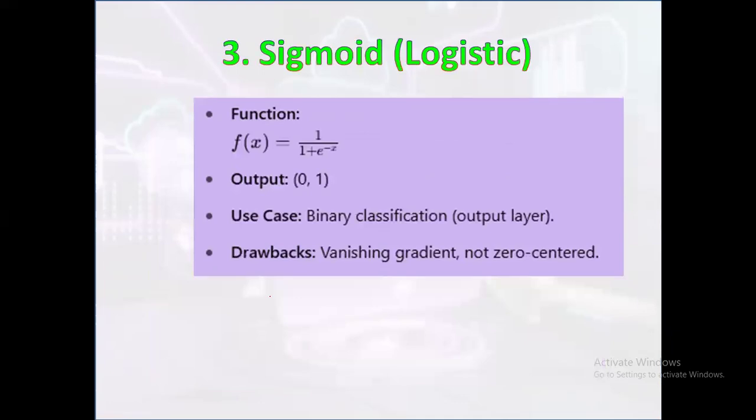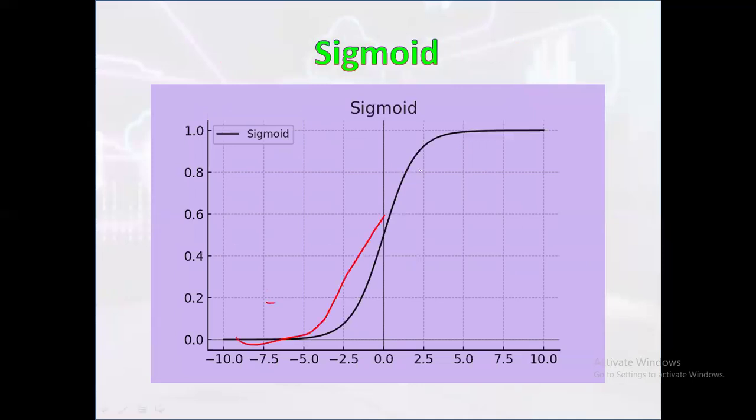Next is the sigmoid, or logistic, function. We have seen this function in the previous lecture: 1 divided by 1 plus e power minus x. This is the graph for it. It smoothly transitions from 0 for large negative inputs to 1 for large positive inputs. This behavior is ideal for binary classification problems, especially at the output layer, where the output can be interpreted as probabilities.